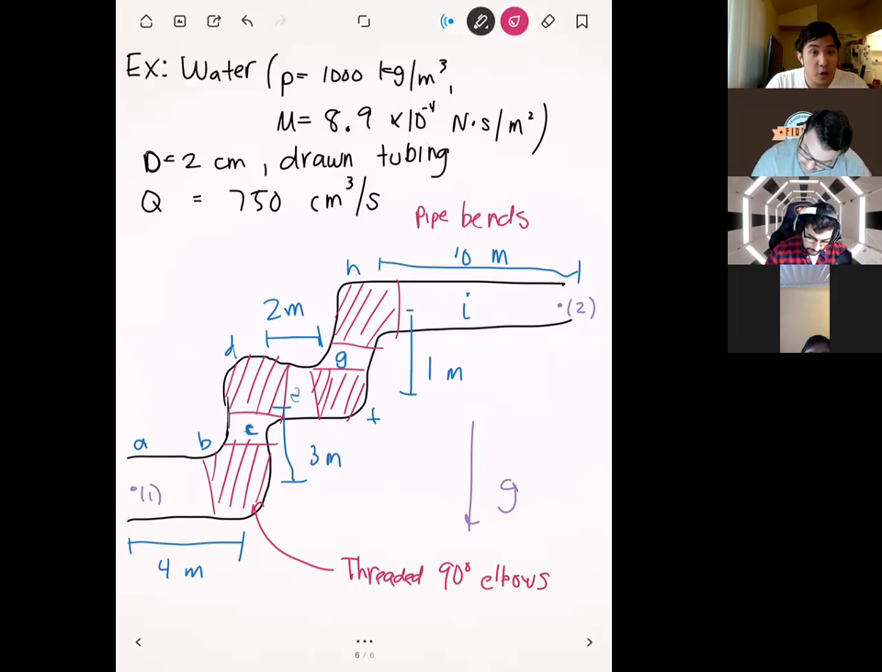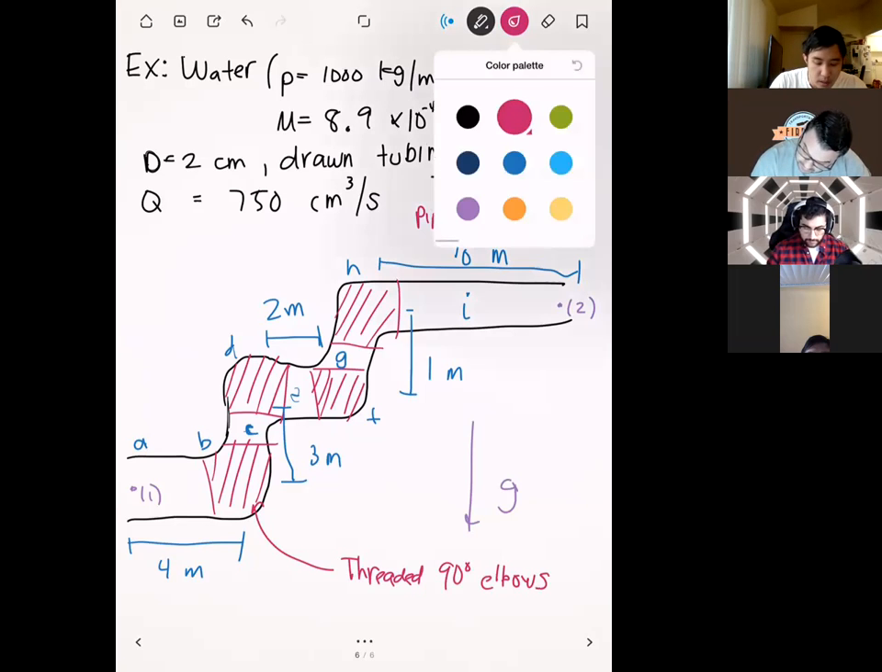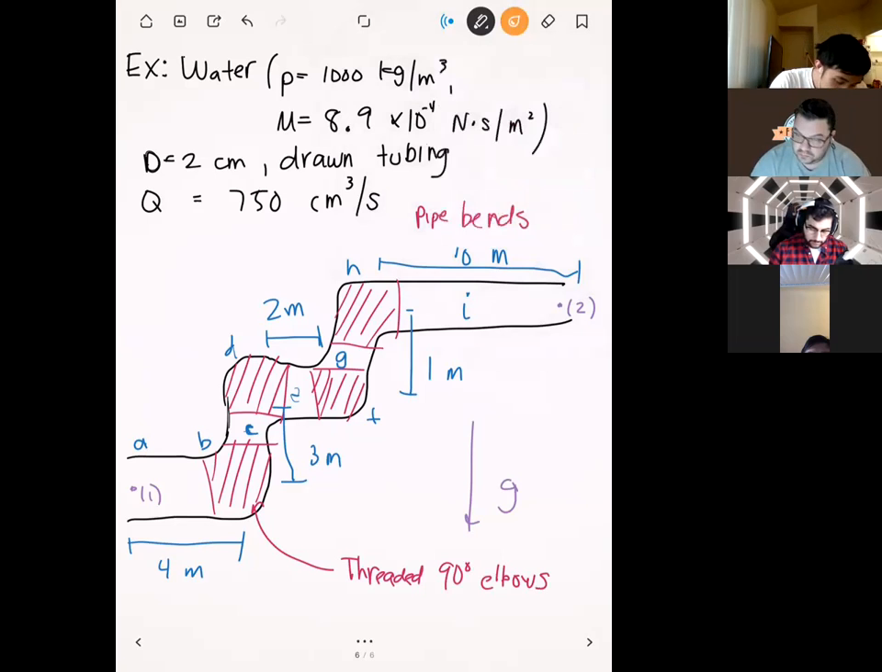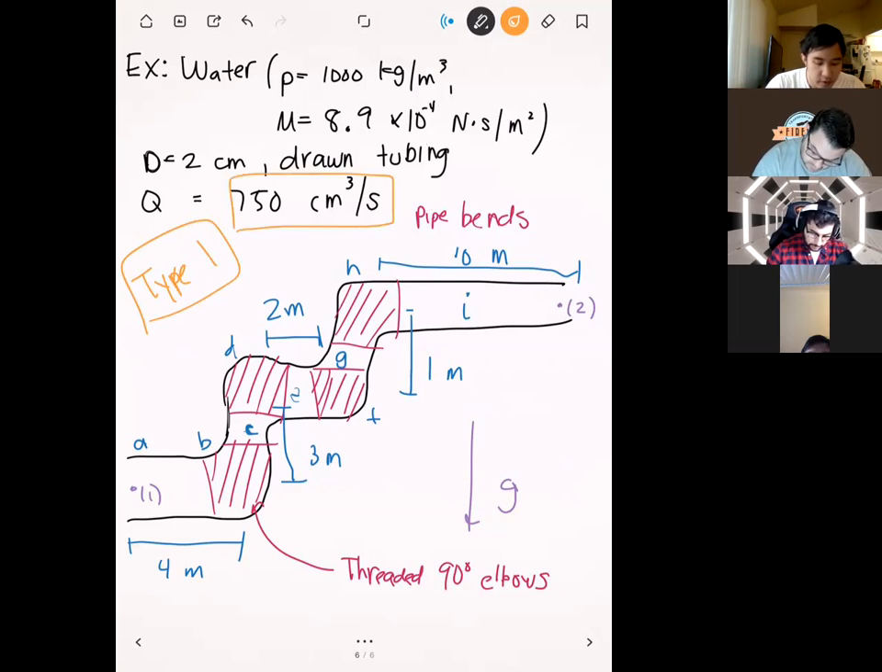So there's a lot going on with this figure. Definitely take your time to write it down and get all the lengths and all the components. First of all, this is a type 1 problem. Because in type 1 problems, remember, we're given the flow rate, which is given right here. And we're given all the aspects of the geometry. So we know the pipe diameter, which is 2 centimeters. And we also know the lengths just from this figure right here.